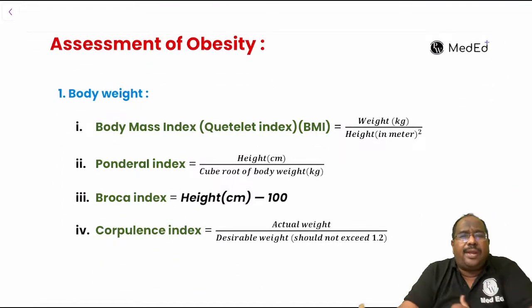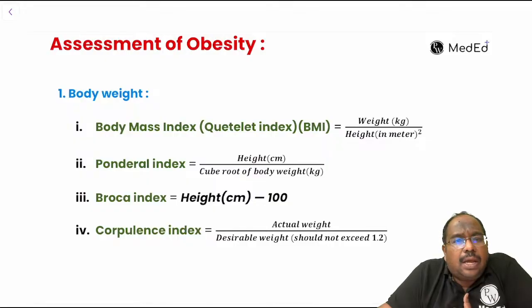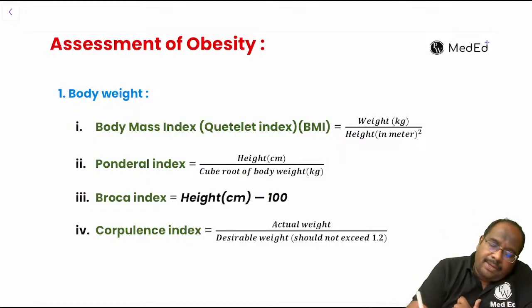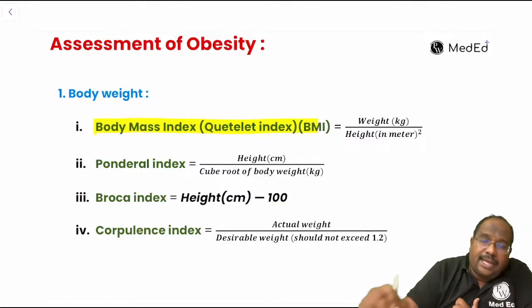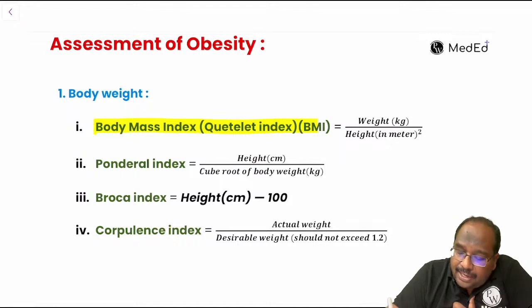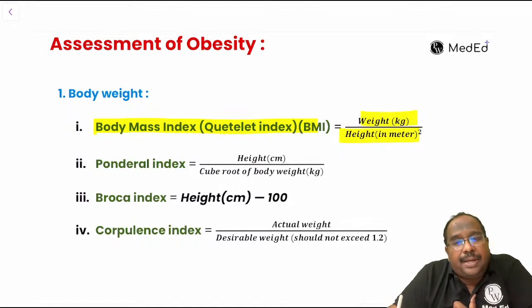Based on body weight you can do this. First one is BMI, the Quetelet index: weight in kg by height in meter square.